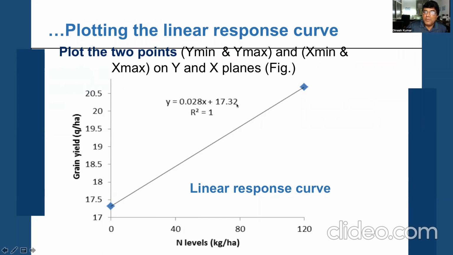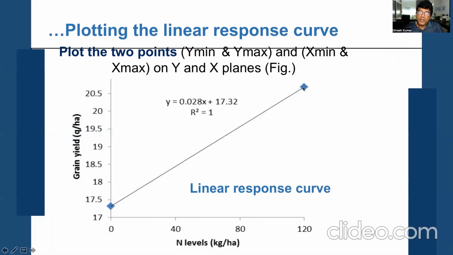0.028x plus 17.32 is the equation. And you know on the x-axis you have nitrogen and on the y-axis you have yield, the dependent variable. One more thing you are seeing here is that R square is equal to 1. I will explain it later. But at this point of time, you can see R square is 1, because the line is touching or passing through both the points. Line is on the point. That means it is the best fit.